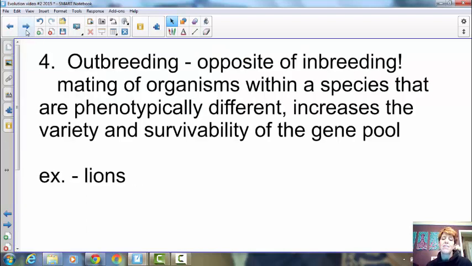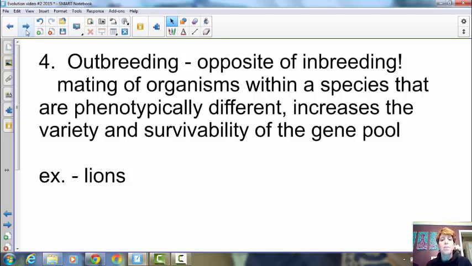All right, next thing. This is our fourth type of variation, or fourth thing that causes variation: outbreeding. So first of all, think of it as the opposite of inbreeding. Instead of becoming more and more similar, they're becoming more and more dissimilar, so the population's actually getting stronger in terms of its gene pool.